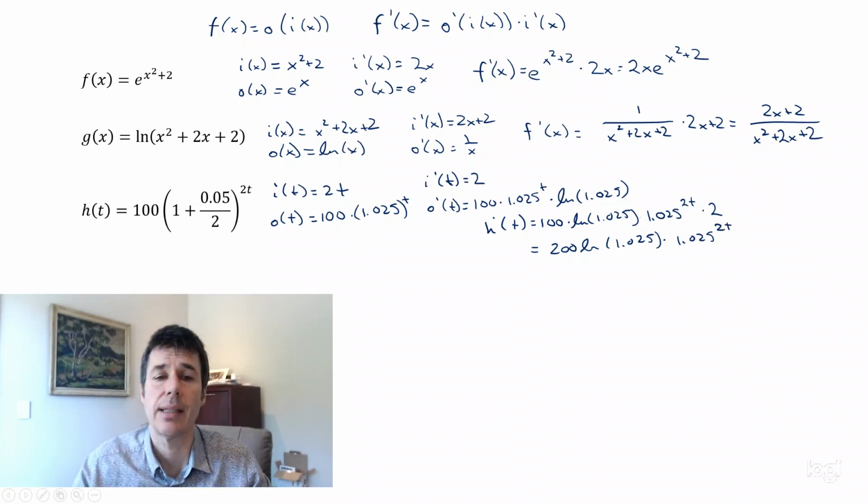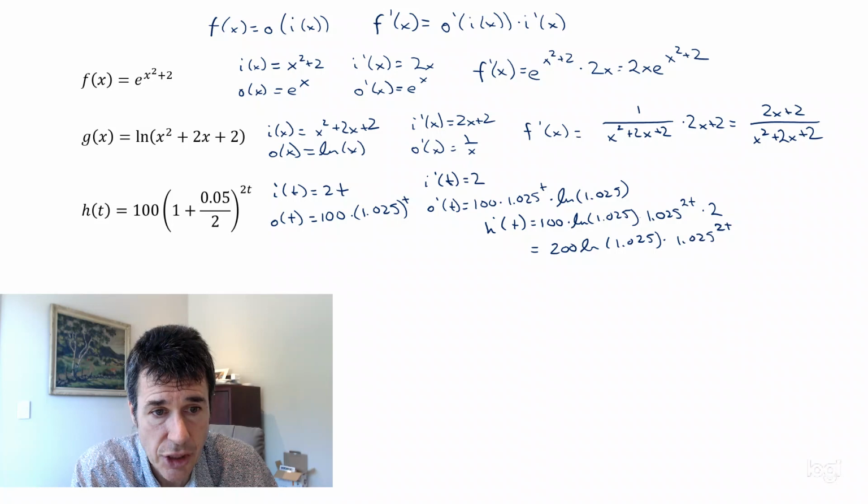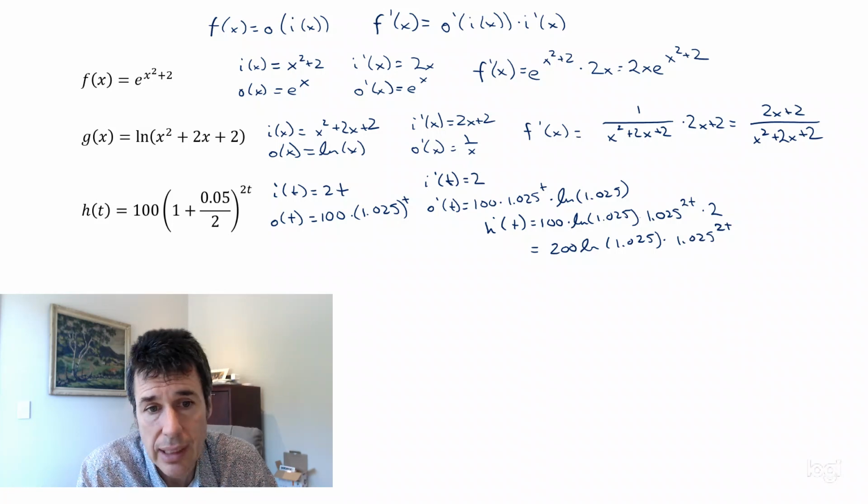And that's it. The key to using the chain rule is, well, one, remembering it, but two, choosing our inner and outer functions wisely. And our goal is to find an inner function and an outer function for which we know how to take the derivative.